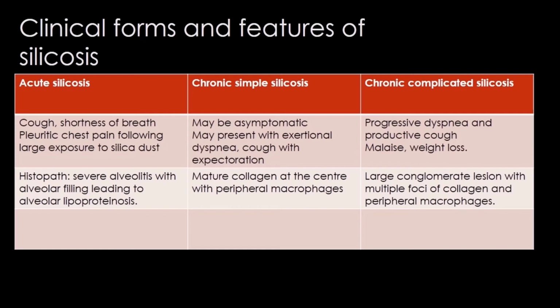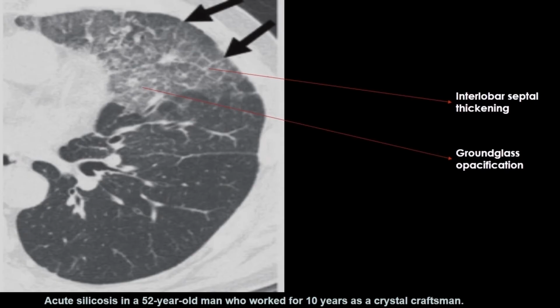Then in a case of chronic complicated silicosis, there is progressive dyspnea and productive cough. The patient may also have malaise and weight loss. Histopathologically, there are large conglomerate lesions with multiple foci of collagen and peripheral macrophages.